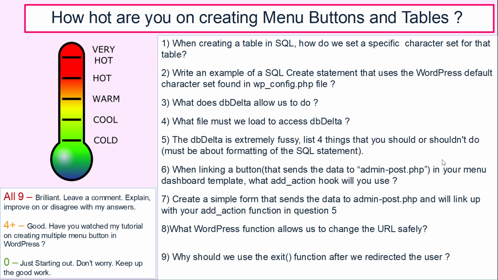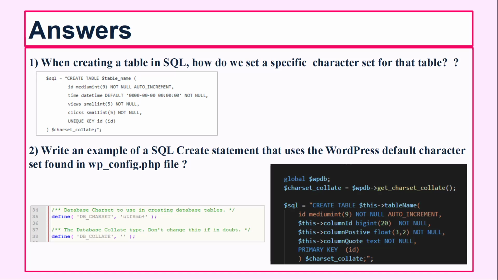Okay, so hopefully you've stopped the video. Let's go through some of the answers. So the first question is, how do we set a specific character set for a table? So this is the code. If we look at the bottom here, this is the variable that we've put in that determines what character set we want for this table.